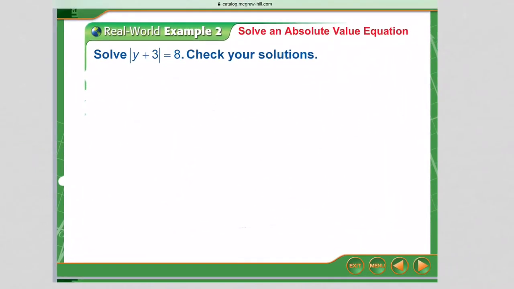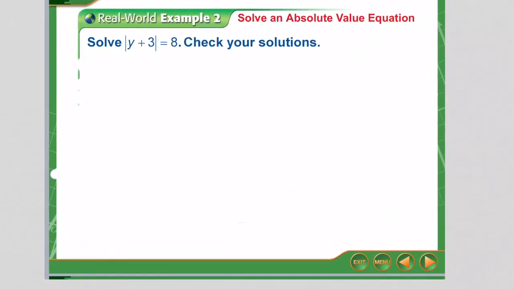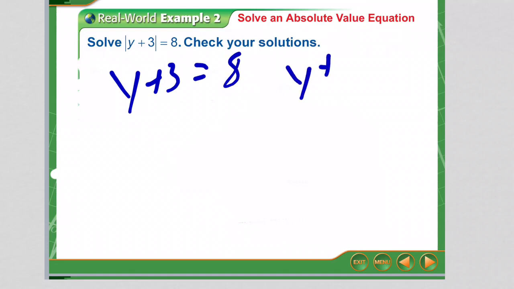Now what we want to do is learn how to solve an equation that has an absolute value in it. If you remember earlier, I mentioned that the distance of 10 and negative 10 from 0 is both 10. So we're going to use that. Every single one of these is going to have 2 solutions. Because we have the absolute value here, the answer for y plus 3 could equal 8, or the answer for y plus 3 could equal a negative 8. So we're always going to have 2 equations.